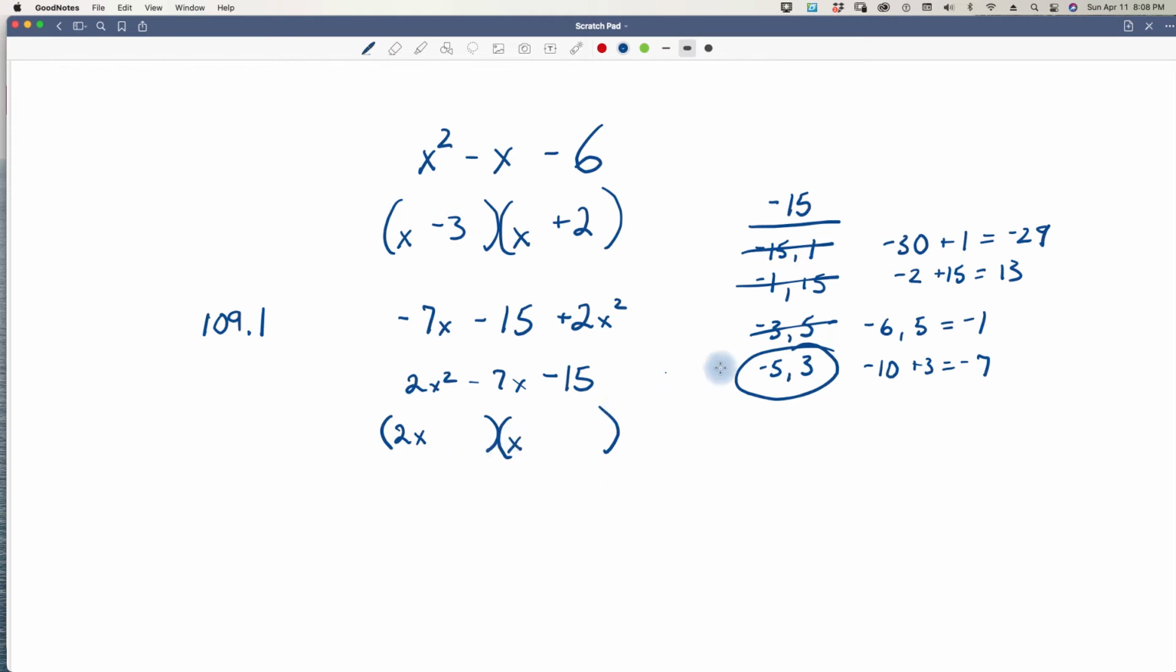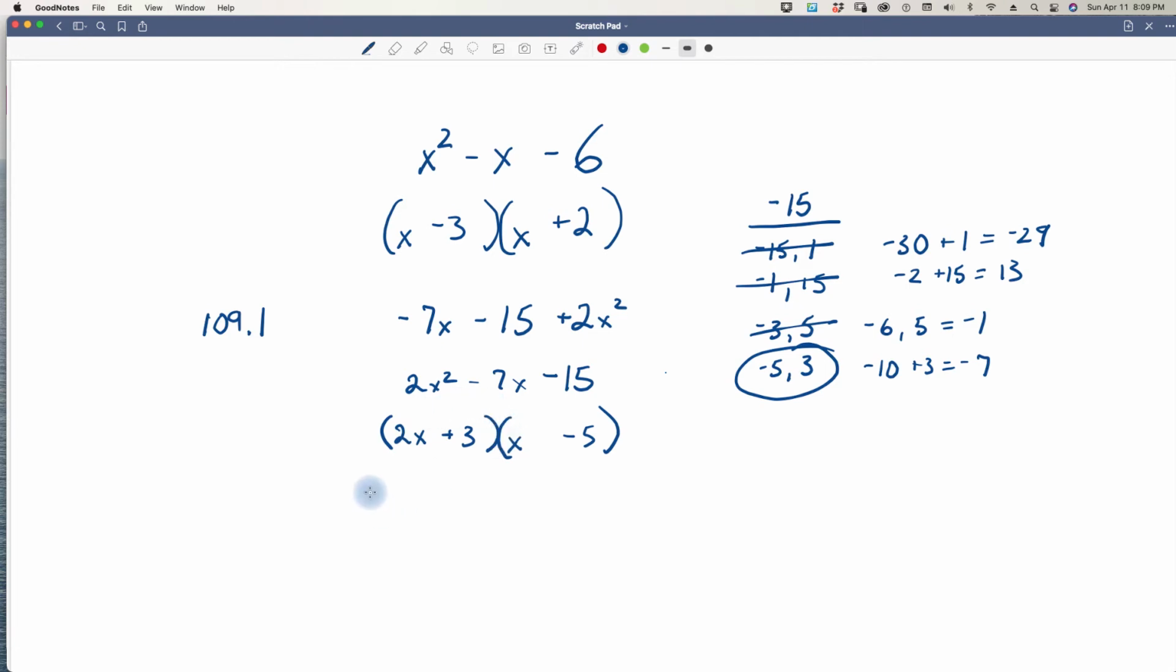So we want to multiply the 2 times the -5. And in order to do that, we have to put the -5 here, because that's what's going to be times the 2. If we put the -5 here, the 2 will never multiply it. So this will be the positive 3, and this will be the negative 5. And we can check that and make sure.